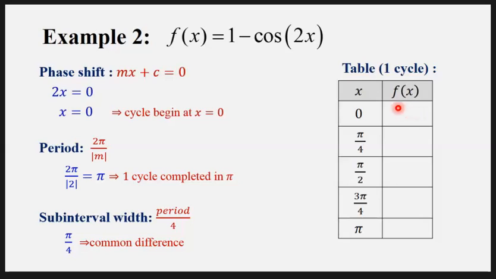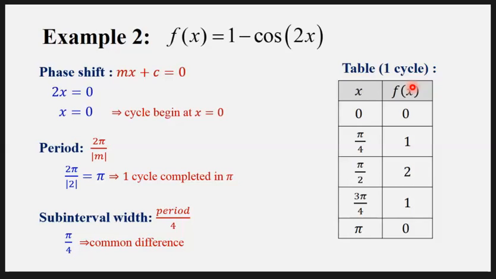Then next, we proceed to find the function values accordingly, substituting all these x values into the function f(x). These are the corresponding values that we have: 0, 1, 2, 1, 0. As a result, the table for one cycle of the graph is ready, and we can go on to the graph sketching.